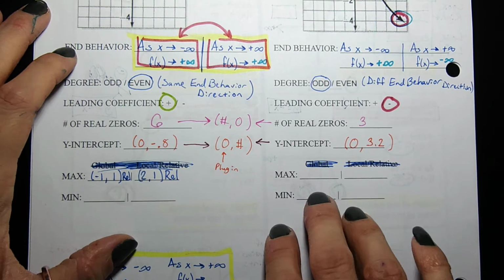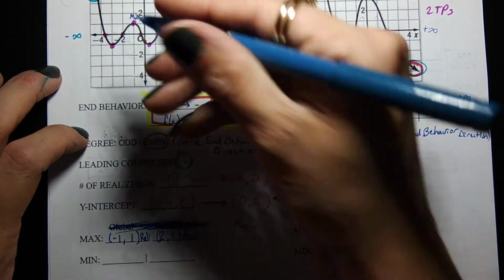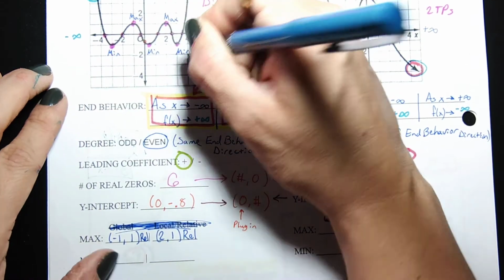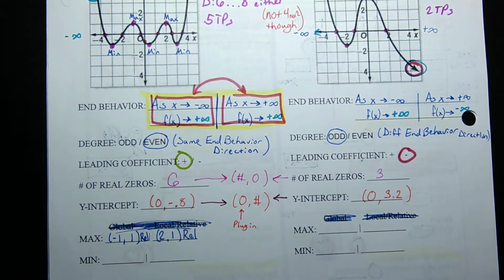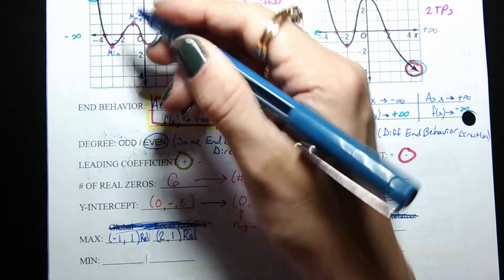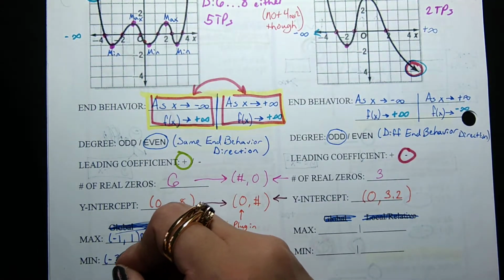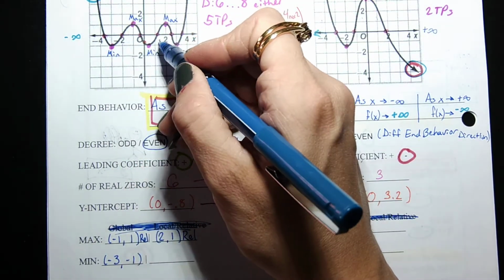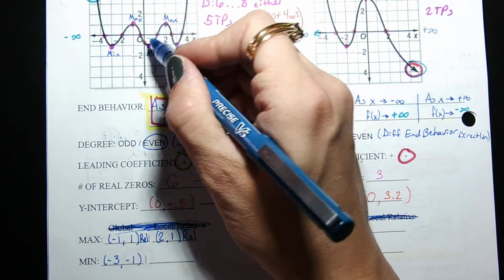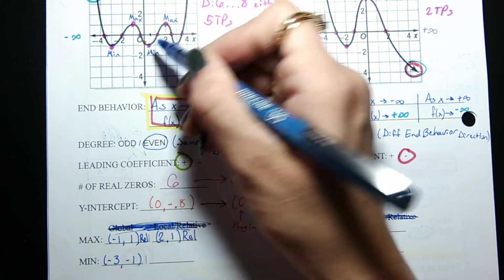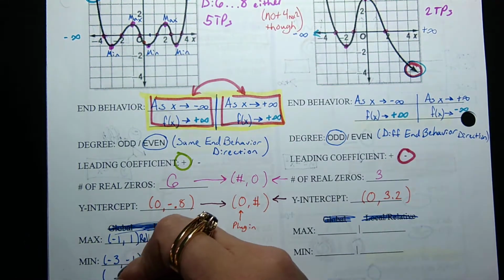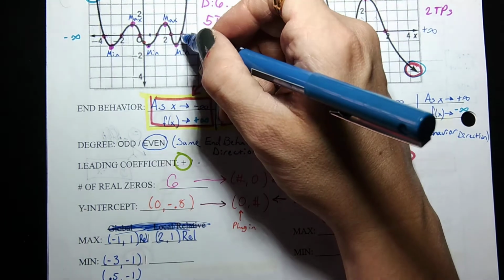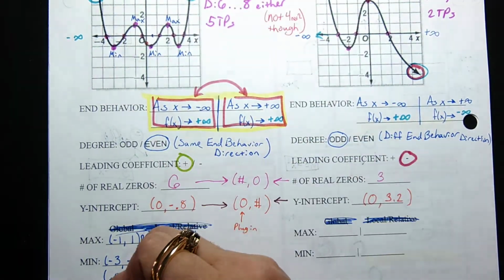How many minimums do I have on my graph? 3. Min, min, min. Now those coordinates are backwards 3, down 1. Forward 0.5-ish, down 1. And then 3, -1.